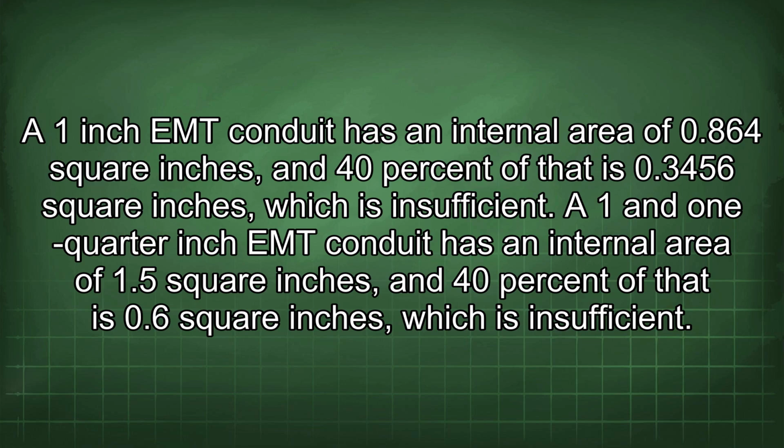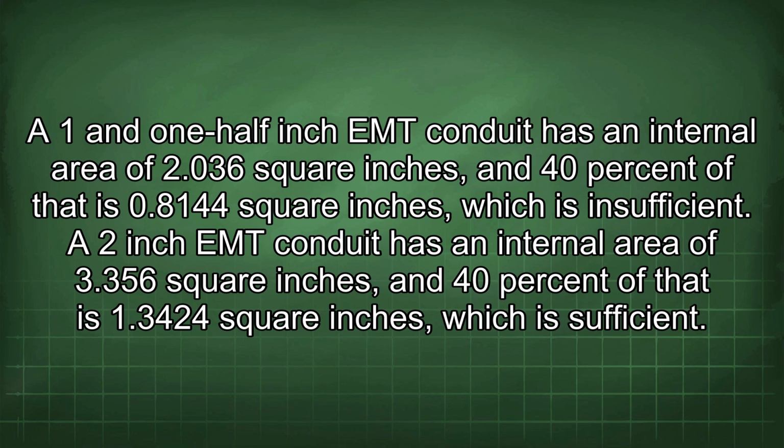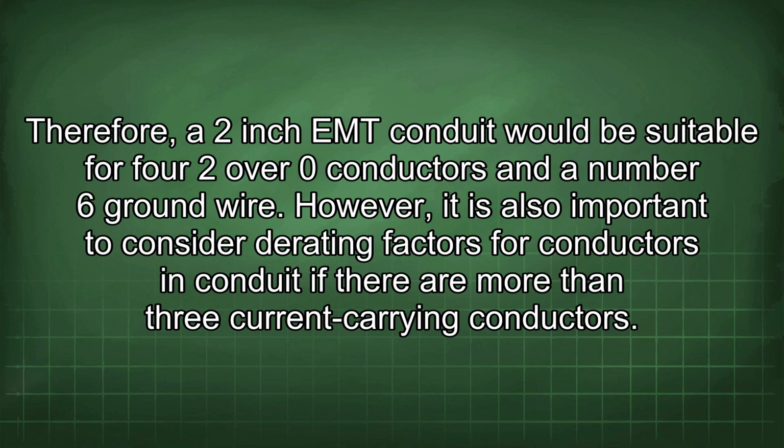A 1 1/4 inch EMT conduit has an internal area of 1.5 square inches, and 40% of that is 0.6 square inches, which is insufficient. A 1 1/2 inch EMT conduit has an internal area of 2.36 square inches, and 40% of that is 0.8144 square inches, which is insufficient. A 2-inch EMT conduit has an internal area of 3.356 square inches, and 40% of that is 1.3424 square inches, which is sufficient. Therefore, a 2-inch EMT conduit would be suitable for 4 2/0 conductors and a number 6 ground wire.